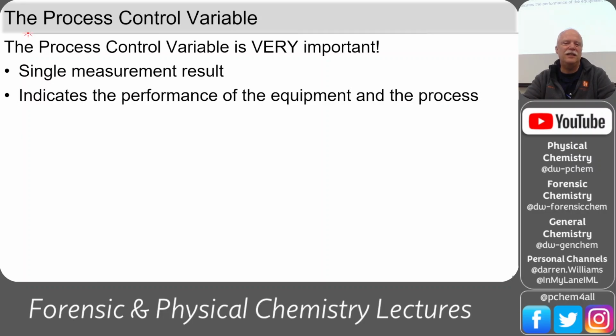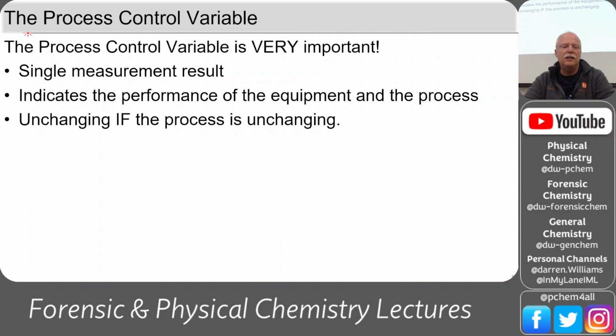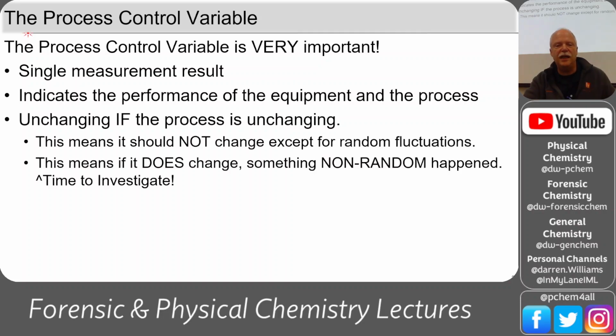Okay. So it's a single measurement result. It indicates the performance of the equipment and the process. So the process control variable is unchanging if the process is unchanged. So that's what we mean by it's a variable that we can track the process with. So if the process is stable, this variable will be stable. This means it should not change except for random fluctuations. I mean, there'll be some fluctuations that are within a range of uncertainty. But if it does change significantly, something non-random happened. And so then it's time to investigate.